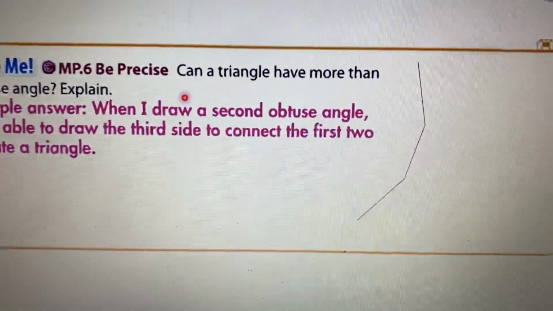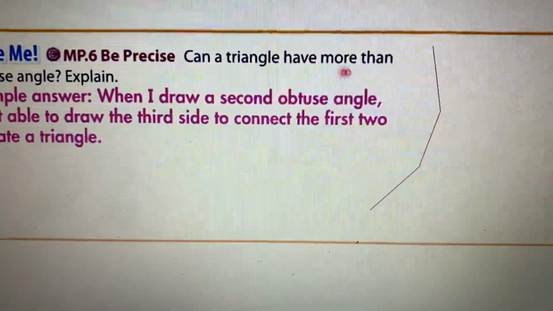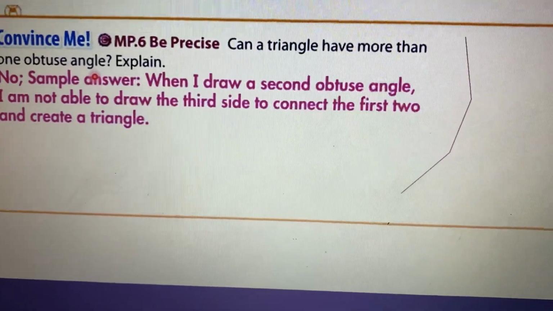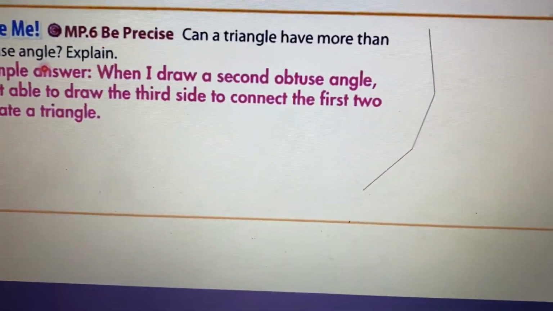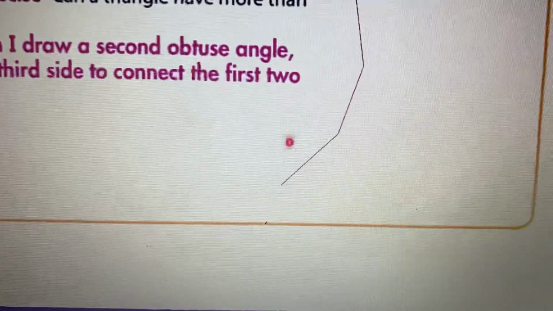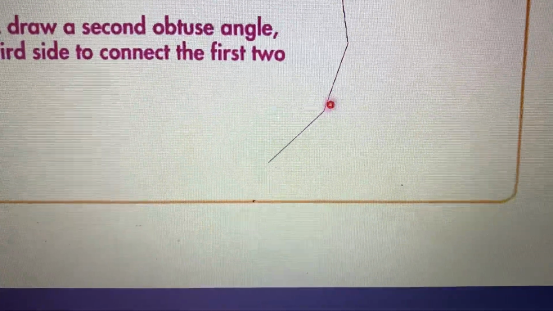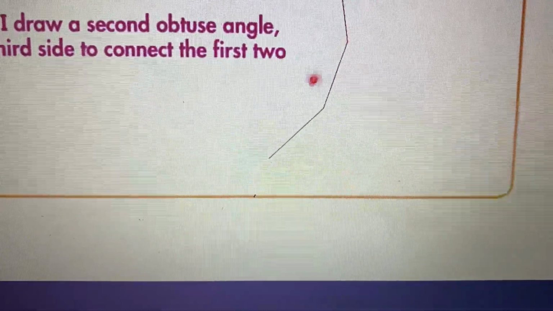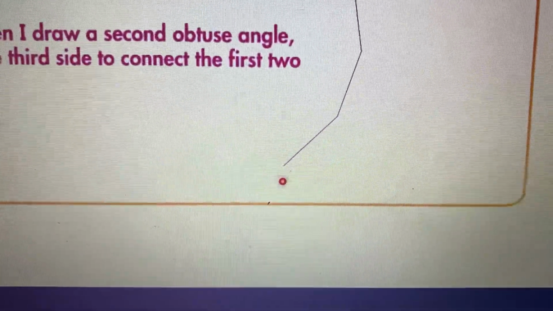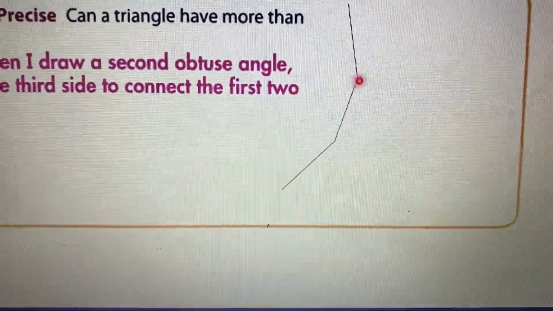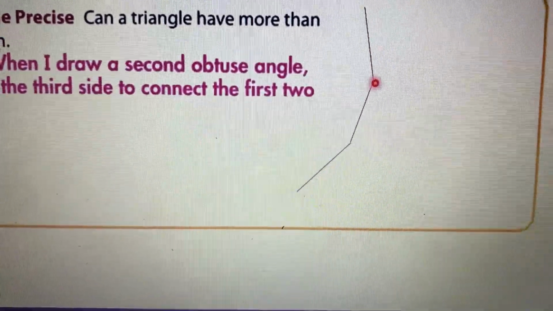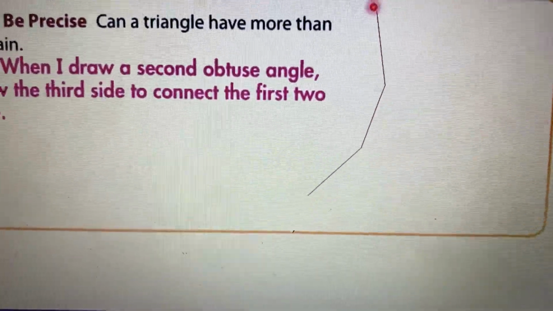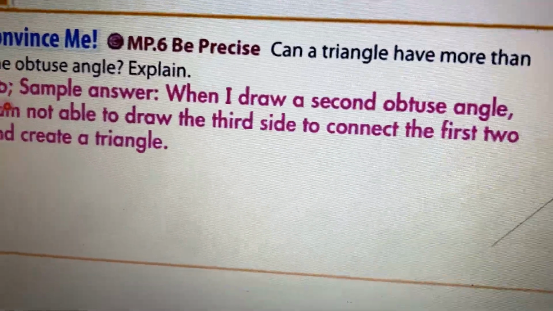Now look at this question. Can a triangle have more than one obtuse angle? Two angles more than 90. Now, to make sure, I try to draw it. So this is the first angle, more than 90. I'm supposed to complete it like this, right? To make a triangle. So I tried to make a second obtuse angle like this. So in this case, can I make a triangle? Impossible. So the answer is no.